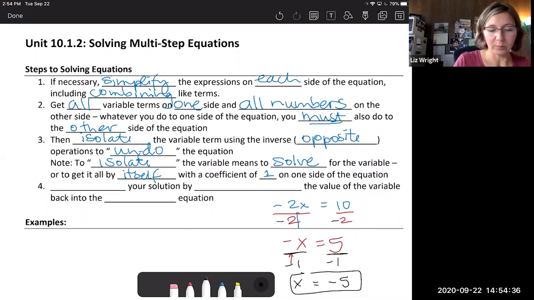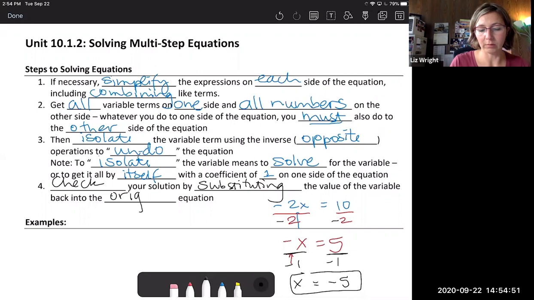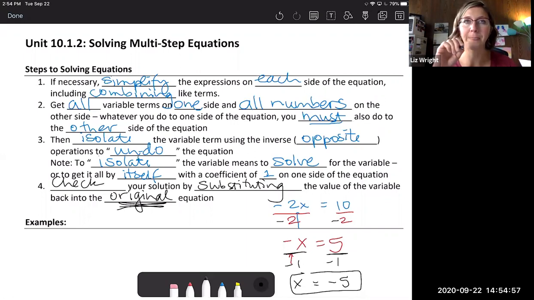Finally, the last step is we are going to check your solution by substituting the value of the variable back into the original equation. That's really important. I've had some students before start solving an equation and get most of the way solved, and then they take their answer that maybe was incorrect and plug it back into their equation after they had made the mistake already. And of course, their incorrect answer at that point will still look correct because it was past their mistake. So that's why you have to put it back into the original equation so it catches your mistake if you even made a mistake.